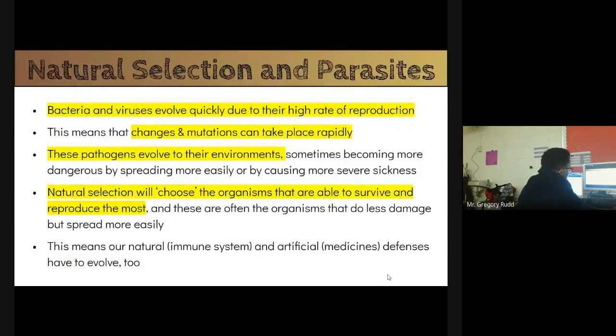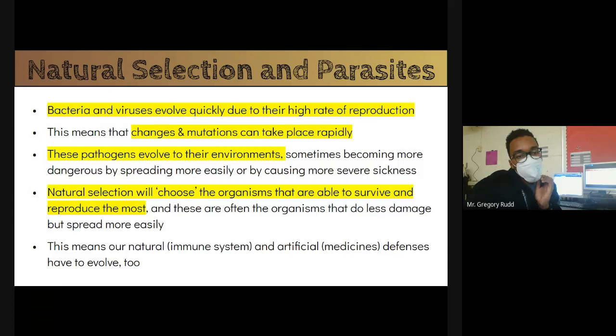Last stuff. We don't really need to write down everything here. We'll talk a little bit more about this on Monday when we mention antibiotics, antivirals, and vaccines. But natural selection is, of course, playing a role in not only the parasites, but in all of the pathogens that we talked about today.